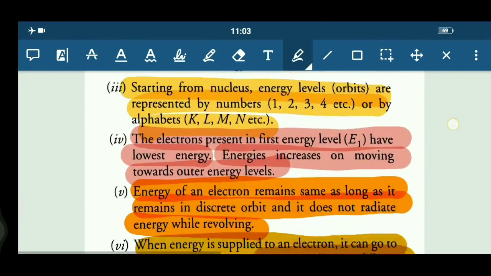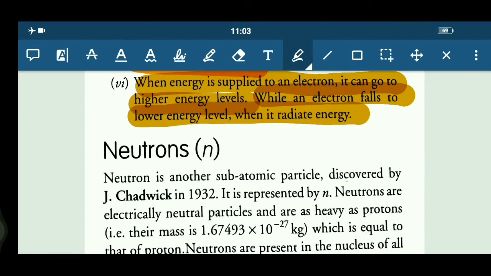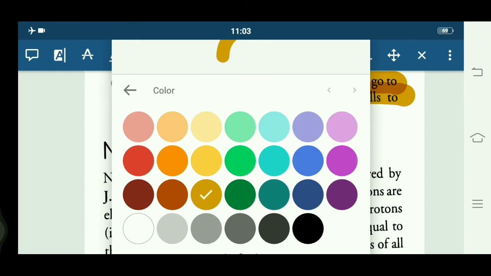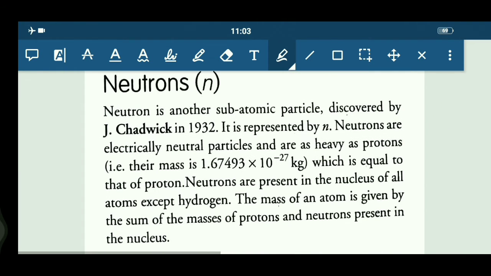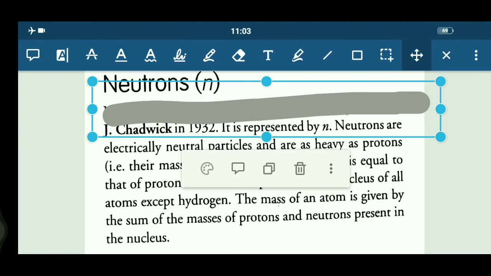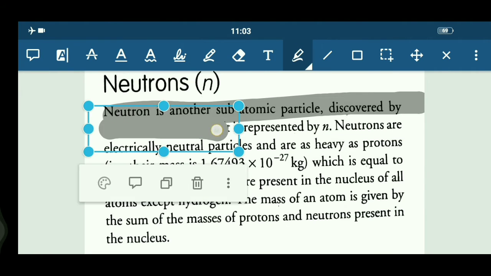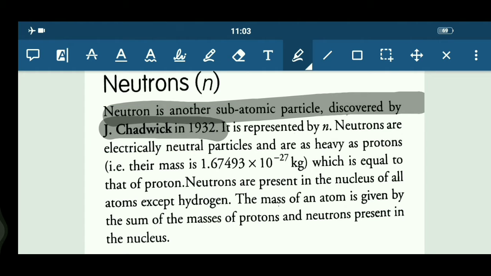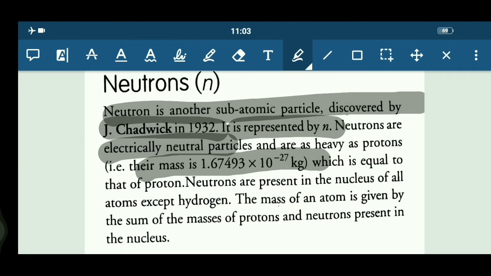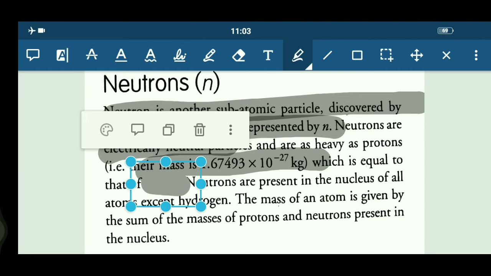Fine children. Now moving on to the neutron. Neutron is another subatomic particle that was discovered by J. Chadwick in the year 1932. It is represented by the symbol small n. And neutrons are electrically neutral particles, students, which means they do not have any charge, either positive or negative, and they are as heavy as protons. The mass of a neutron is 1.67493 × 10^-27 kg, which is almost equal to the proton.